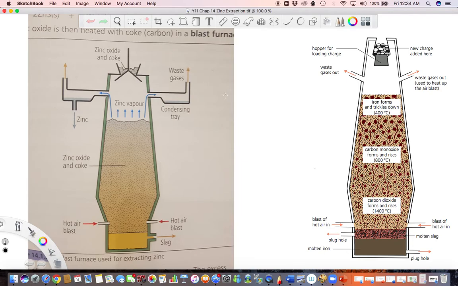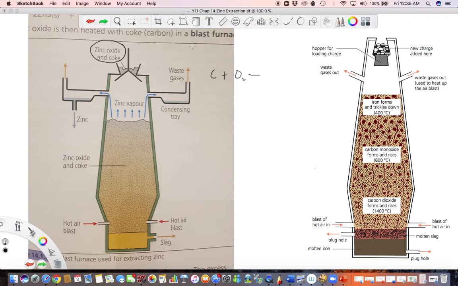Now, there are a few steps in which the reaction takes place. Of course, there will be carbon, coke. The coke is mixed with zinc oxide up here. As you can see, I'm just going to circle that. So you have zinc oxide and coke. So essentially what will happen is as the hot air is being blasted into this mixture of zinc oxide and coke, you will expect coke to react with the oxygen to give us carbon monoxide.